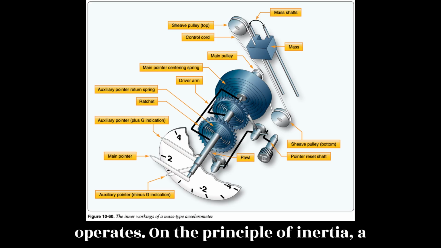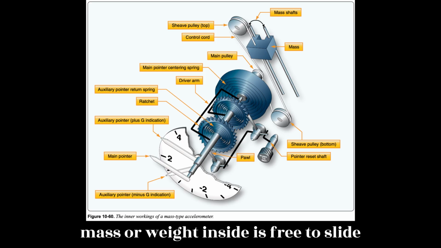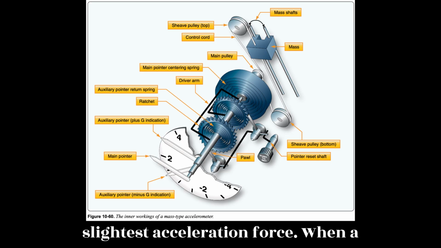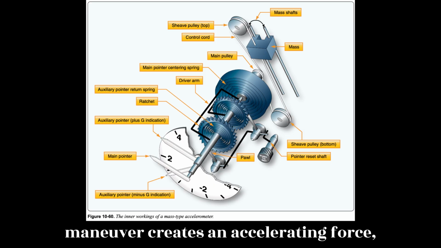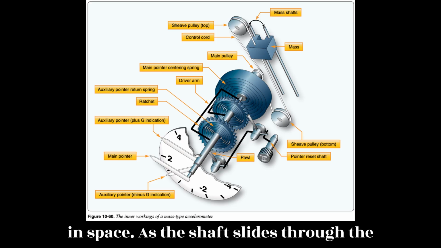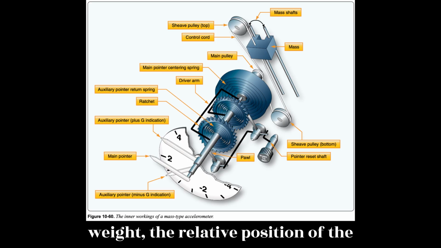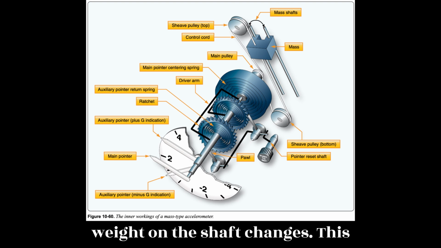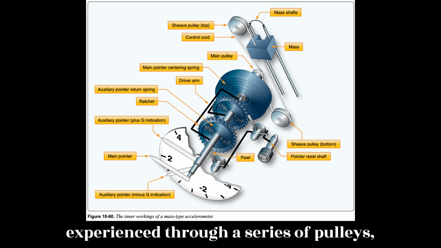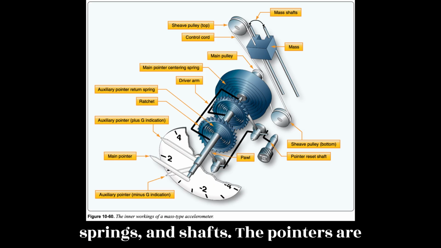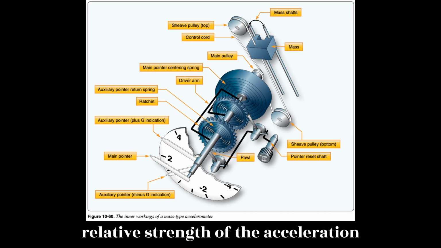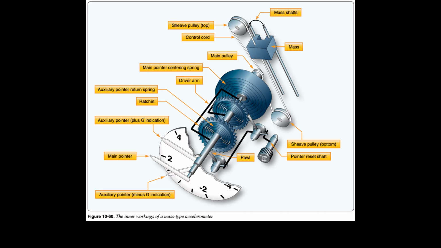The accelerometer operates on the principle of inertia. A mass, or weight, inside is free to slide along a shaft in response to the slightest acceleration force. When a maneuver creates an accelerating force, the aircraft and instrument move, but inertia causes the weight to stay at rest in space. As the shaft slides through the weight, the relative position of the weight on the shaft changes. This position corresponds to the force experienced. Through a series of pulleys, springs, and shafts, the pointers are moved on the dial to indicate the relative strength of the acceleration force. Figure 10-60.